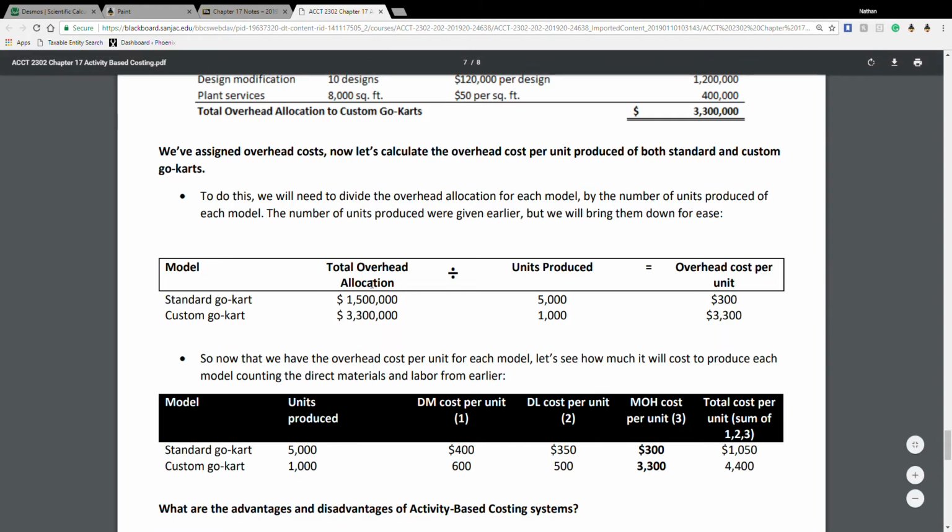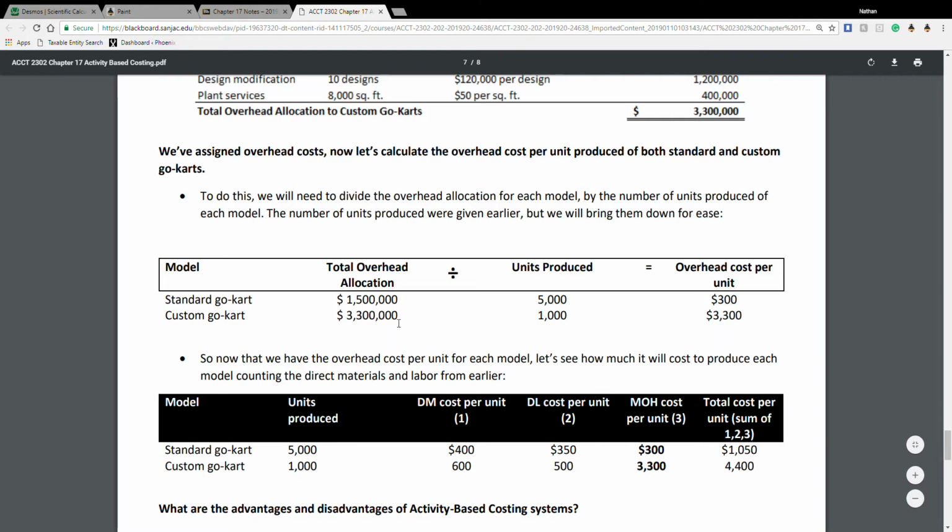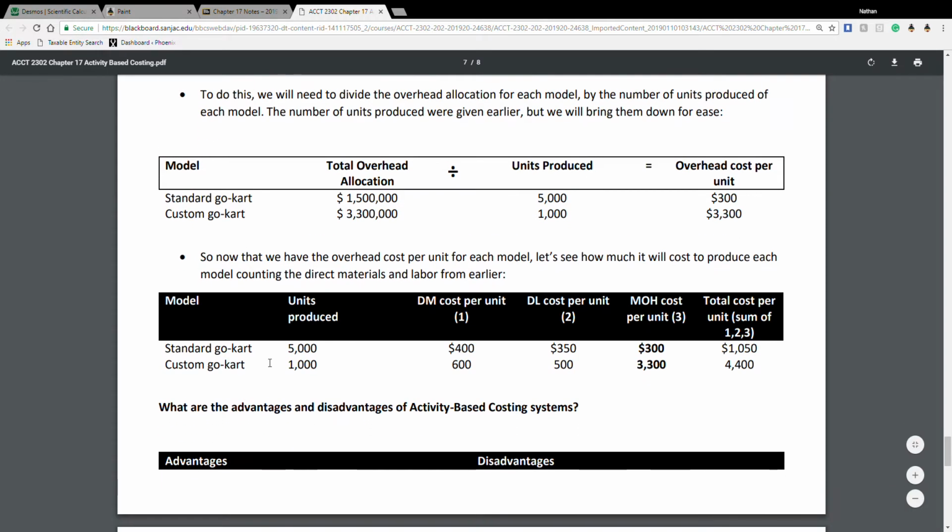Now, if you add these two up, you should still have 4,800,000. Again, overhead is still going to be the same, okay? But with custom, do the same thing. Take 3,300,000 divided by 1,000, and we should get 3,300. Okay. Now we put them in our charts. So again, 3,300 is now in. Add them up.